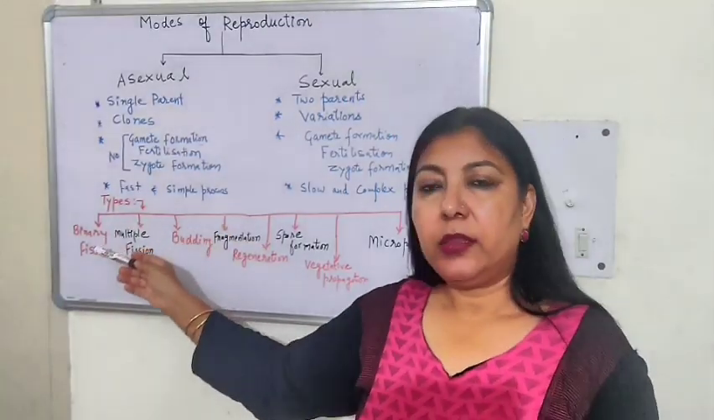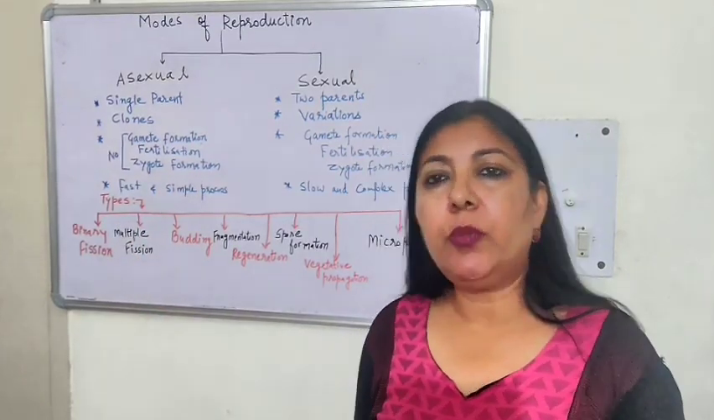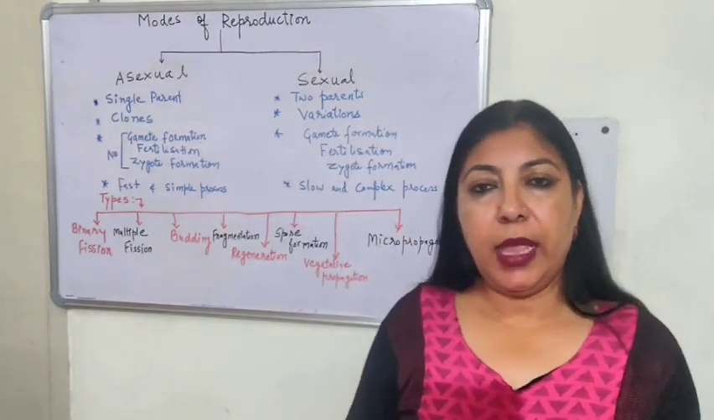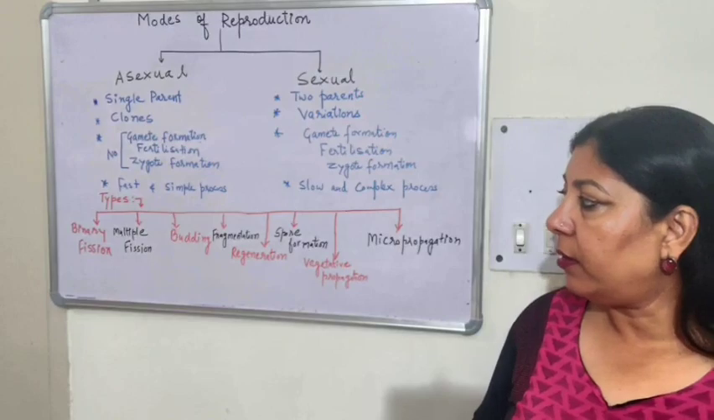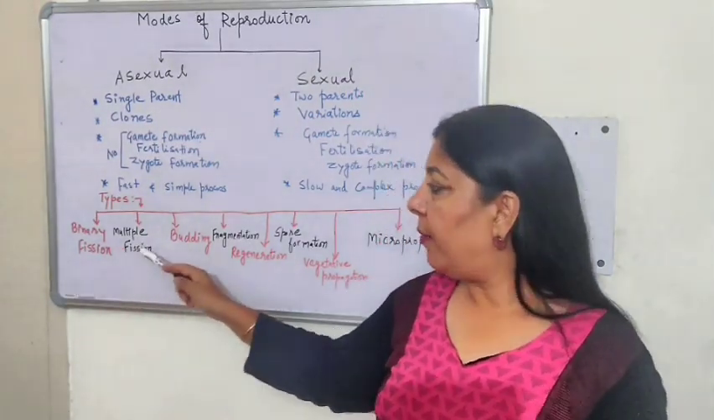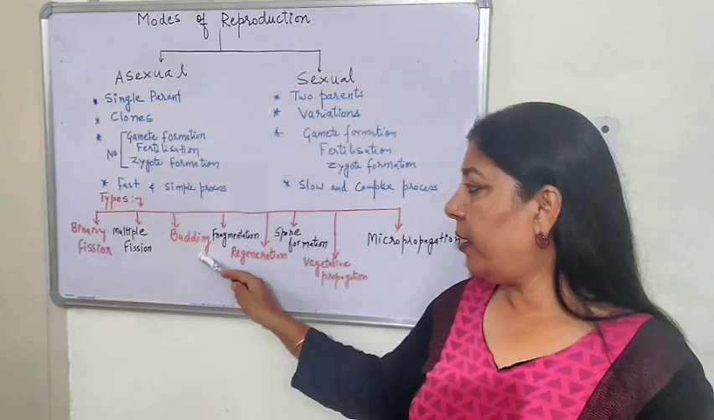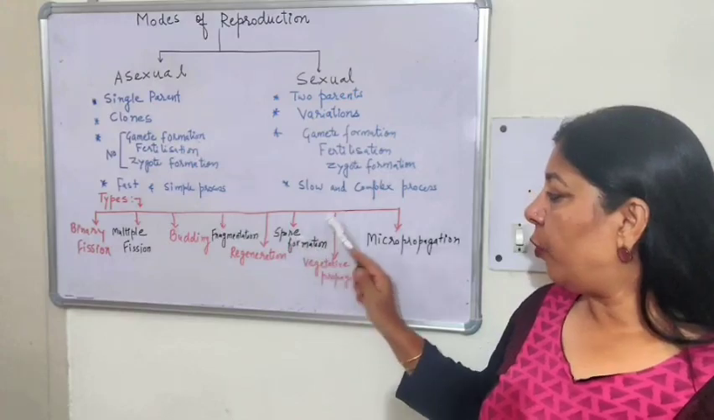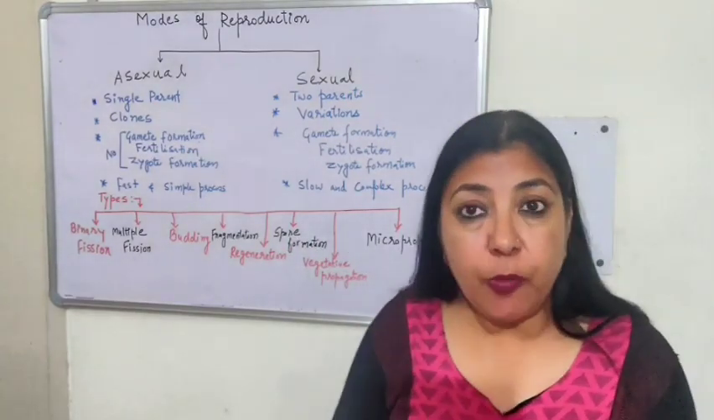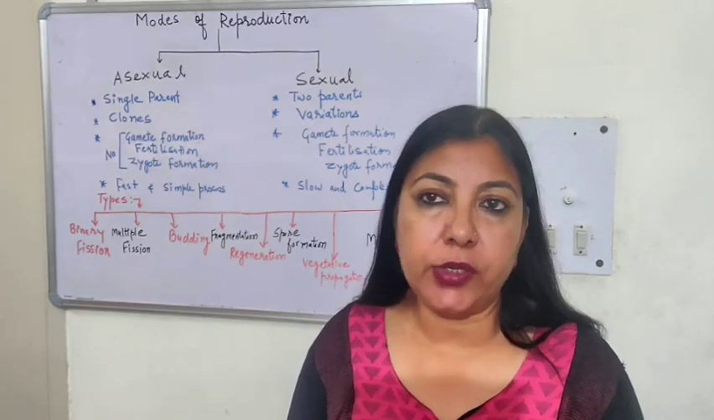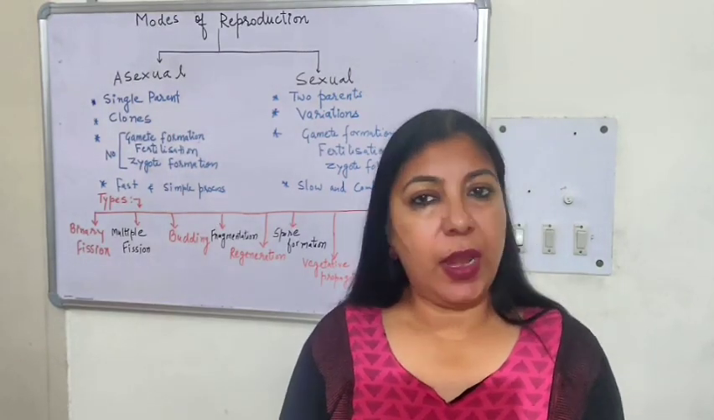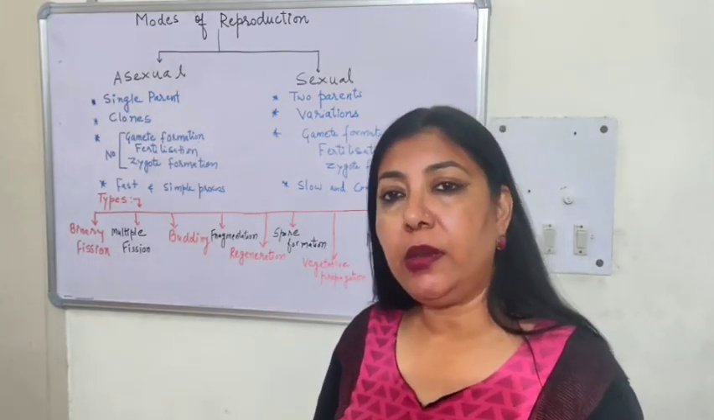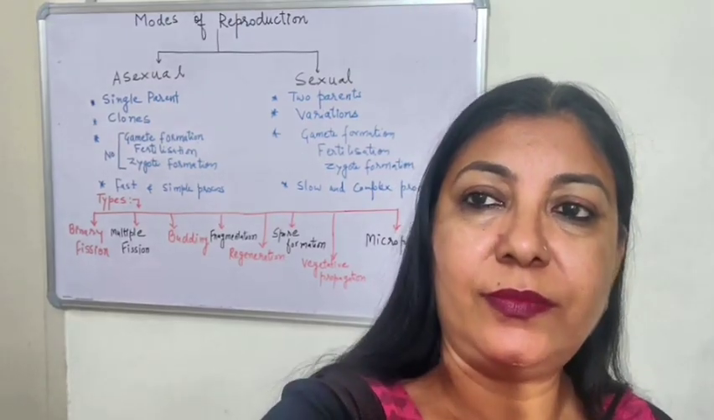Now let us see the various types of asexual modes of reproduction. I have noted down all the different types, which are binary fission, multiple fission, budding, fragmentation, regeneration, spore formation, vegetative propagation, and micropropagation. We will be studying them one by one. So let's begin with the first type of asexual mode of reproduction, which is binary fission.